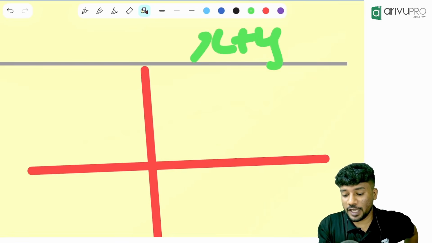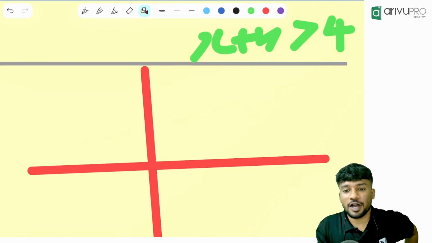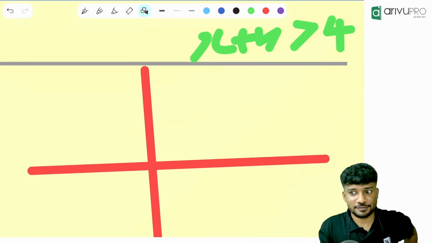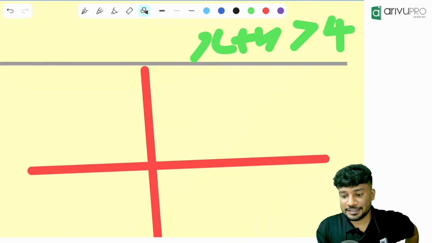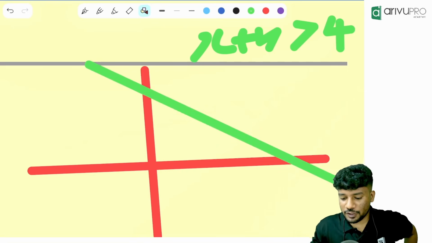x plus y greater than 4. How will the graph look? The signs of x and y are the same, that means it goes from upper left to lower right. The graph will look like this.